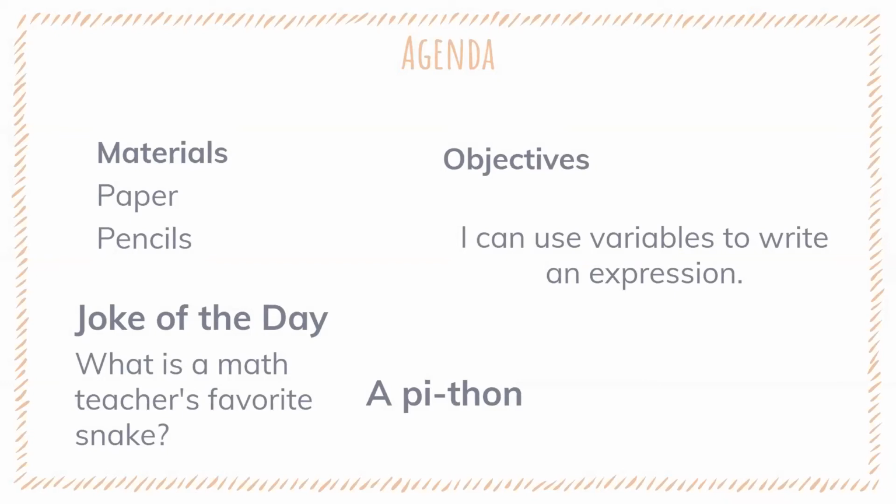All right, so again, the joke of the day was, what is a math teacher's favorite snake? And the answer is a python. The answer, we have the word P-I, and then thon. Pi, again, we know stands for pi. And then in math, we know pi is 3.14, commonly used, but it is an infinite number. And we know that's the favorite snake because there is a snake called a python, super long, very, very long and thick.